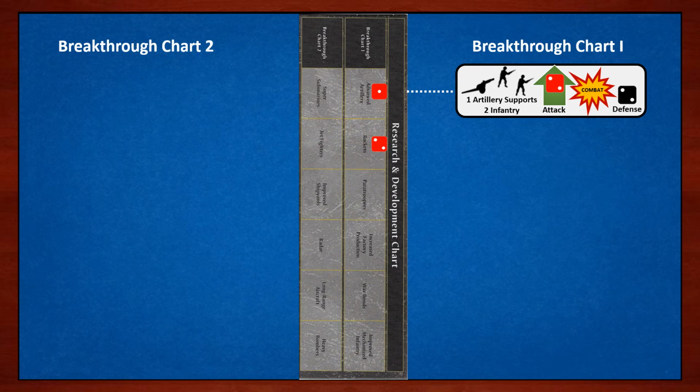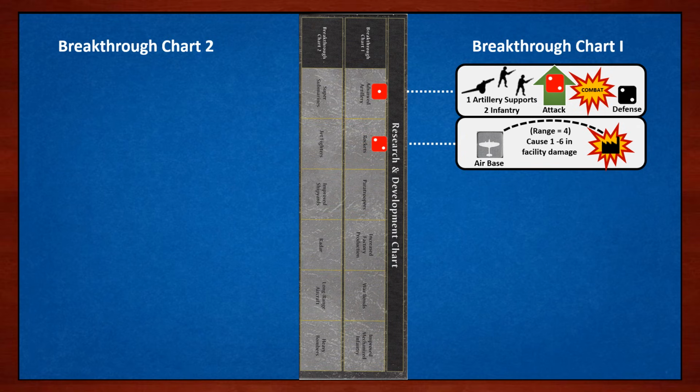If a 2 is rolled, rockets are discovered. An airbase may now fire 1 rocket at an enemy industrial complex, airbase, or naval base within 4 spaces. This attack does 1 die roll worth of damage to that facility. Rockets may not be fired over neutral territories.